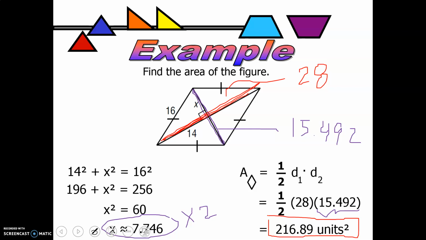So once you're done, you can go ahead and round it. But try not to round until the very end. And if you do, your answer may be close to this. You may end up with even 215 possibly if you round this to 7.7. But again, try not to round until the very end if that happens. And in this case, 216.89 square units is our solution.